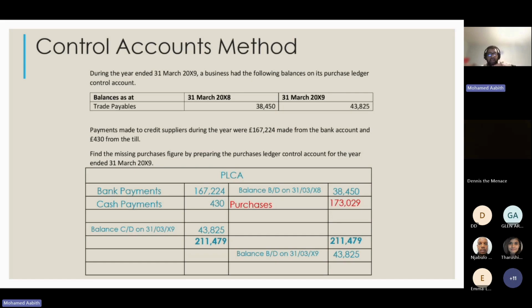173,029 pounds. Can you see here how I worked my way from down to up for the missing information there to find the purchases figure? So this is the control accounts method. So now let's look at the next example.